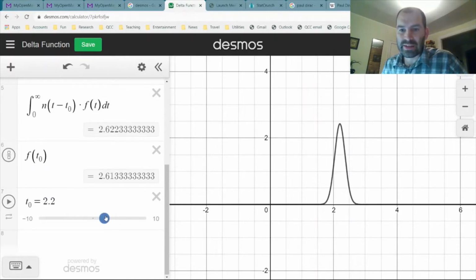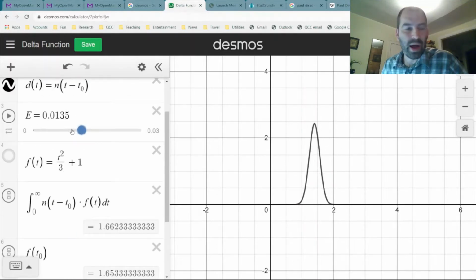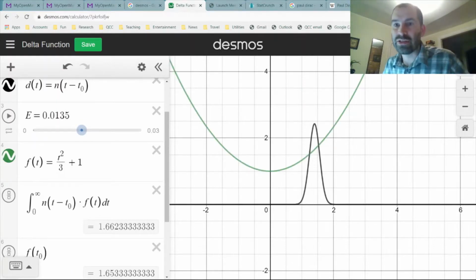And that, in statistics, that's just the value of the mean where the distribution is centered. Okay? Now what I'm going to do here is plot another function, a function that I just picked because I felt like, hey, that's a cool function. And you can see it here graphed in green.